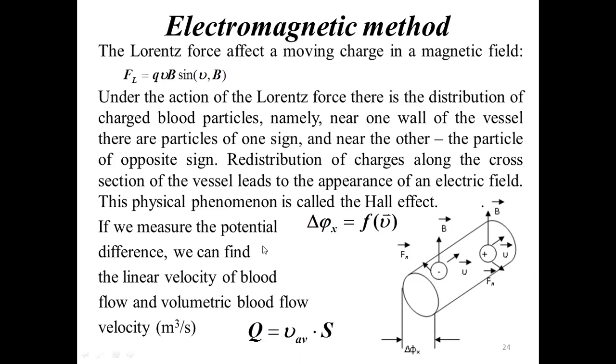If we measure the potential difference between the walls of the vessel, we can find the linear velocity of the blood flow and the volumetric blood flow velocity according to this formula.